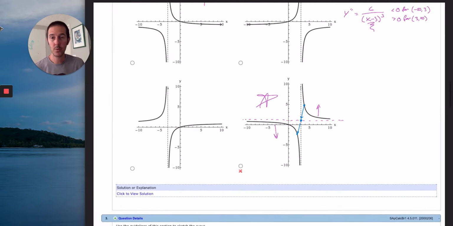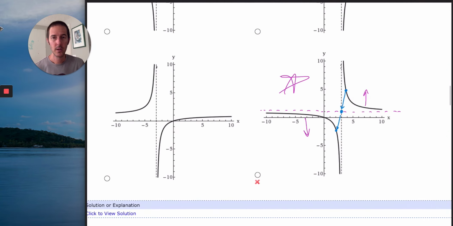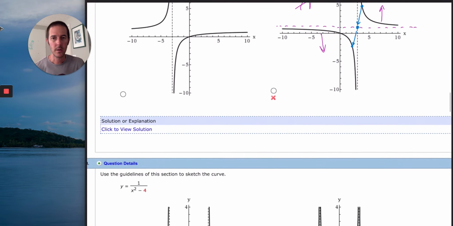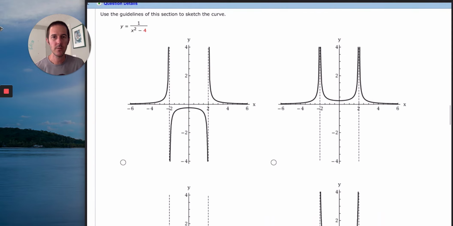You could go through both processes in order to test for symmetry about the line x equals 0, in other words the y-axis, or symmetry about the origin. That would be for even or odd functions. Even functions are symmetric about the y-axis. Odd functions are symmetric about the origin.